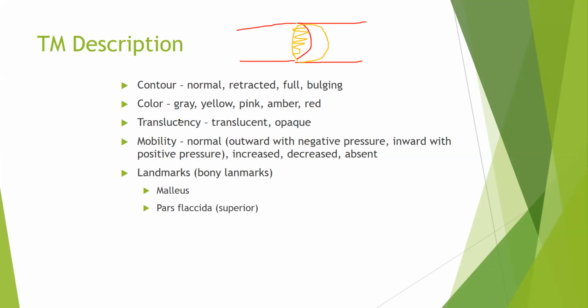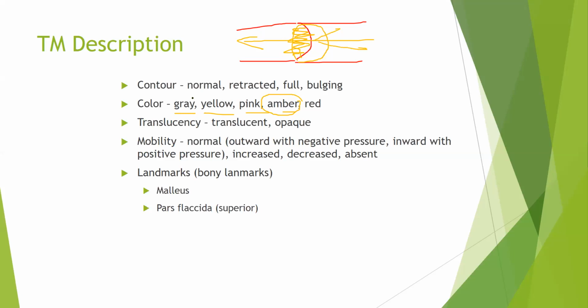And then we want to talk about the color. Is it gray? That's kind of normal. Yellow, pink, red, or this kind of amber color, a little bit darker than my pointer there. Is it translucent? Can I see right through it? Or is it opaque and I can't see through it?